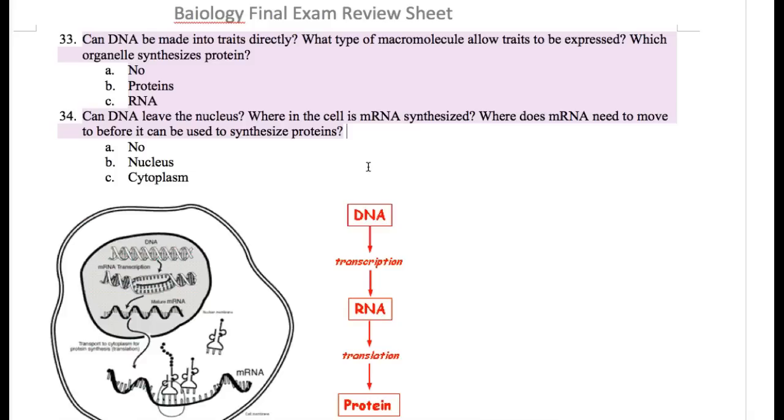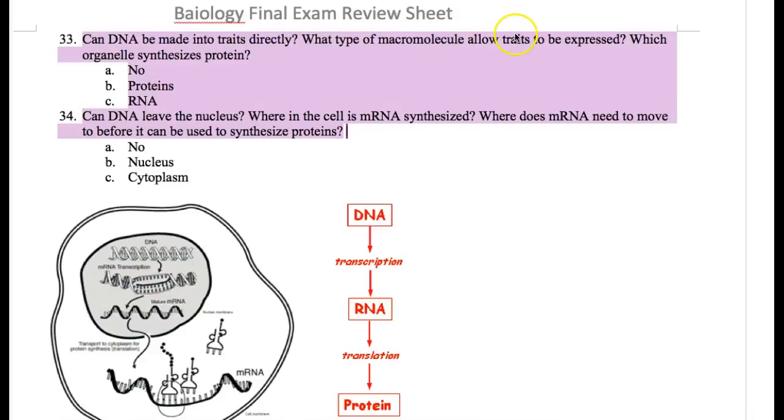That's where we have the central dogma right here. DNA to RNA to protein. DNA to RNA is called transcription. This is something that's worth writing down, okay? Write down DNA to RNA, transcription. RNA to protein is translation.